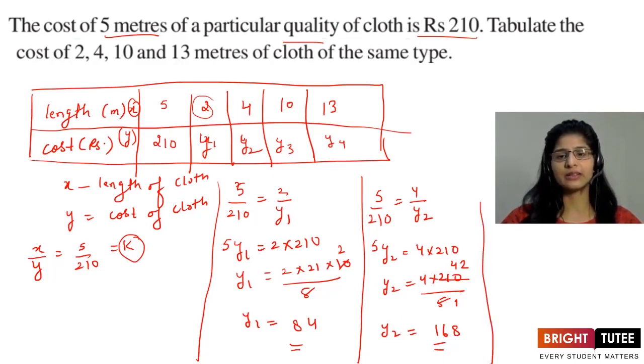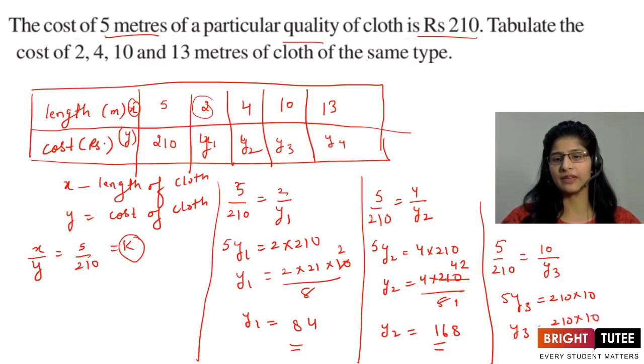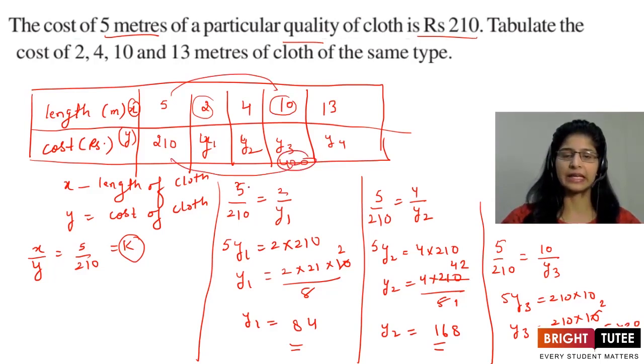Now can you calculate the third one? Definitely 5 upon 210 equals 10 upon y3. So 5y3 is equal to 210 into 10. So y3 is equal to 210 into 10 upon 5. 5 twos are 10. So we get 20, and 2 ones are 2, 2 twos are 4, 420. So 10 meters is double the length of this, so the price is also doubled. It has become 420. Clear?